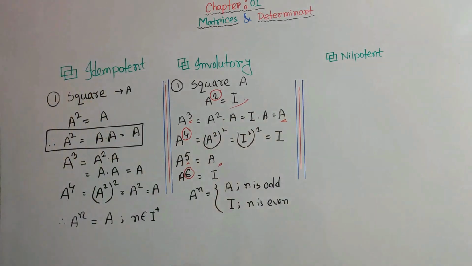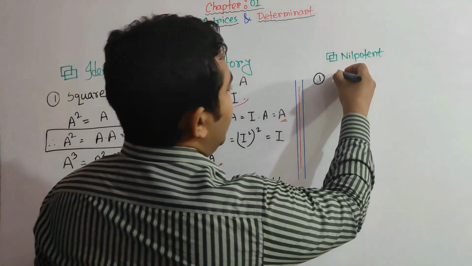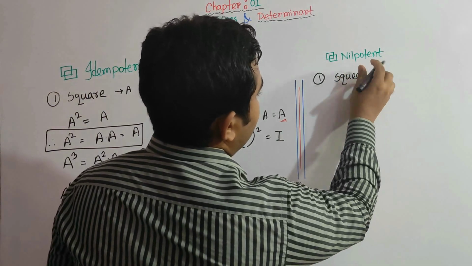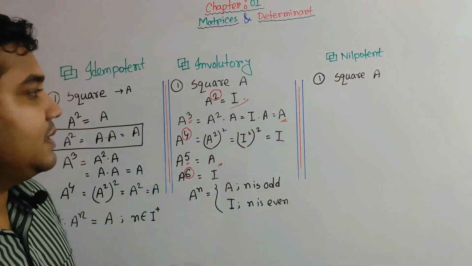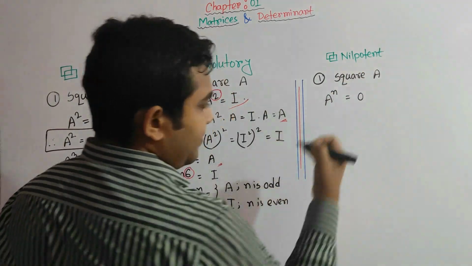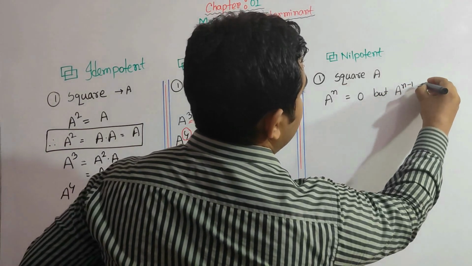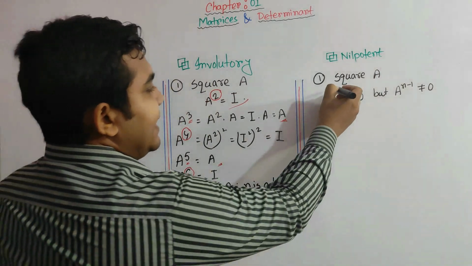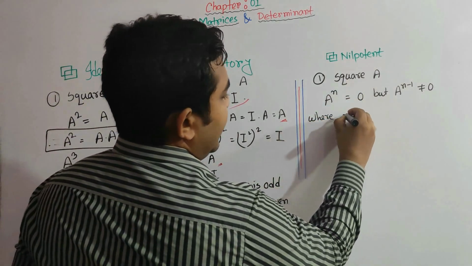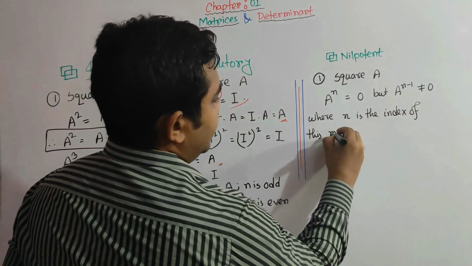Okay, now we move on to our last part, that is what the nilpotent matrix actually is. In the case of nilpotent matrix, again we have a square matrix A. Suppose A is a square matrix where A to the power n equals 0, but A to the power n minus 1 is not equal to 0, where n is the index of this matrix.